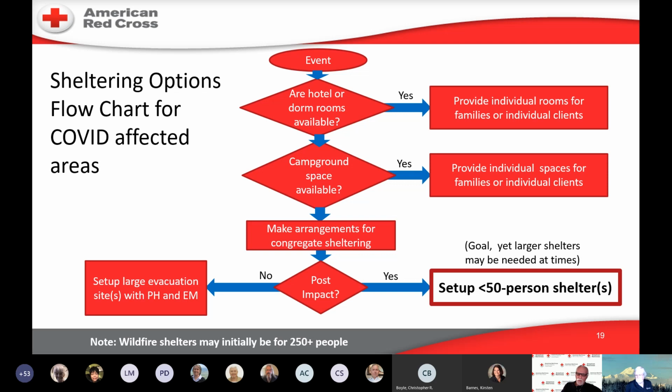We're going to try and do small shelters in general. So you're going to have a lot more sites if we succeed in doing less than 50 people, because often, certainly in wildfire and hurricanes, we have many larger shelters, initially at least. And in some of the wildfire guidance where we have to move very quickly and have tens of thousands of people evacuated, the only solution may be large shelters initially.